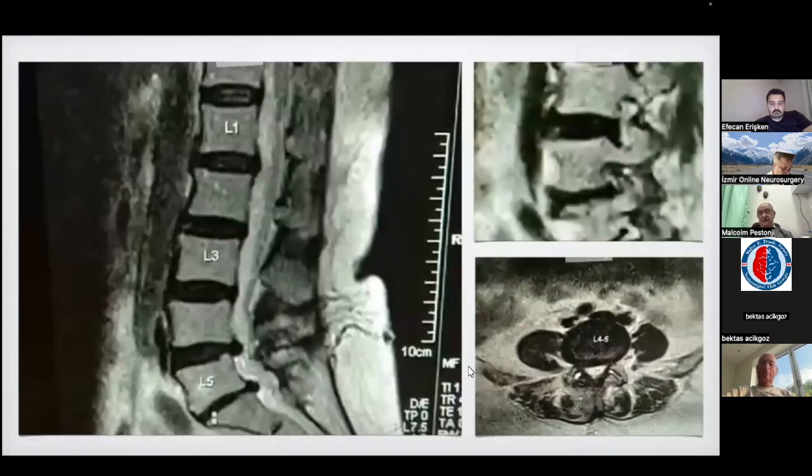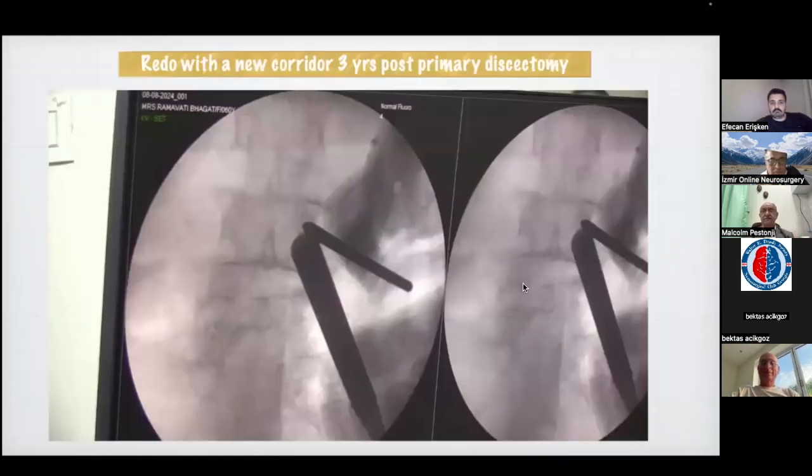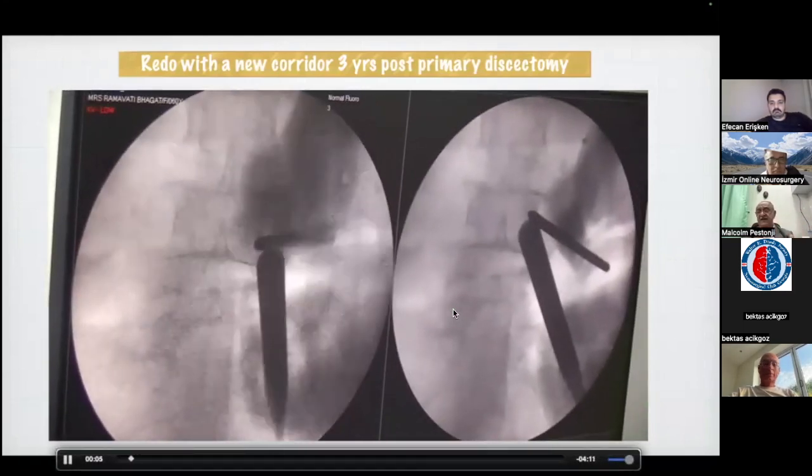See this patient, very nice case. Recurrence of a pathology. You can see the old scars, old track. This bulge here, foraminal stenosis here, little facetal fluid collection, SAP going right up, a band of tissue over here, black cartilaginous, root totally deformed, no proper root seen, severe foraminal stenosis. What to do? I redo with a new corridor 3 years post the primary discectomy.